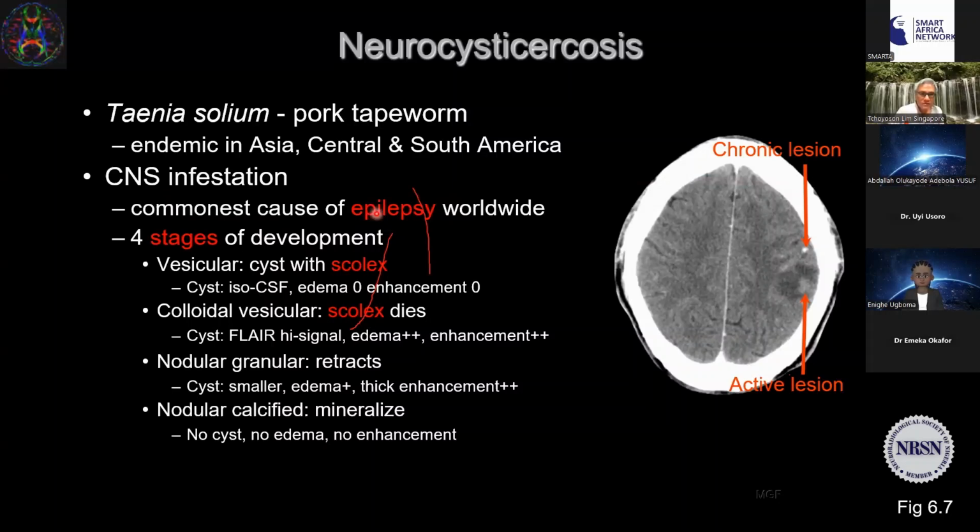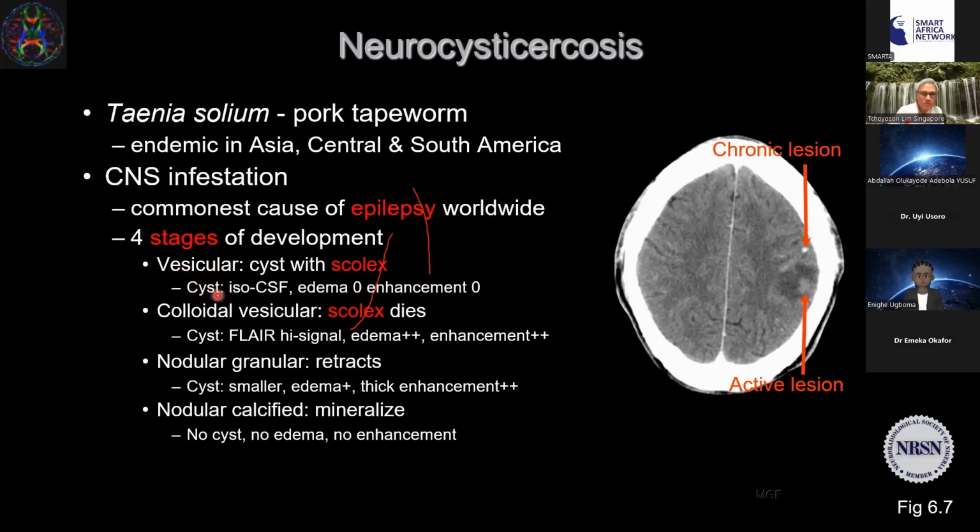And neurocysticercosis can be recognized because there are 4 different stages of development. The tapeworm affects the brain, and it starts off in the vesicular phase. This is a non-enhancing cyst with a scolex that represents the worm. So the cyst shows isosignal to CSF, in other words, it's extremely high signal intensity on T2 weighted MR imaging. There is no enhancement and no edema.